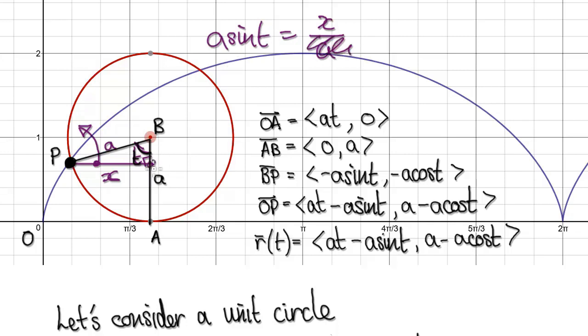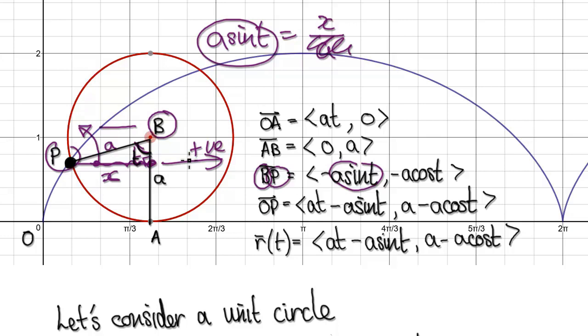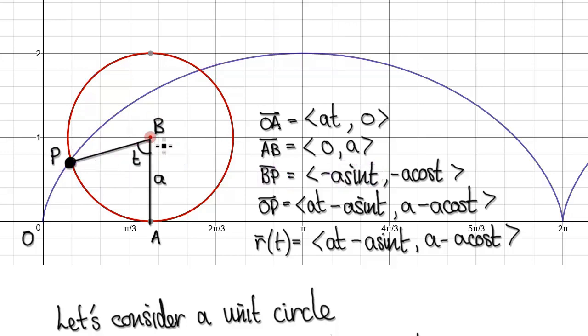So in the x direction, you would go backwards. Remember, positive would be this way, negative would be to the right. That's why you've got negative a sine t. And then don't forget to travel from B to P, you would have to go down from the center of the circle. So you have to go down slightly.